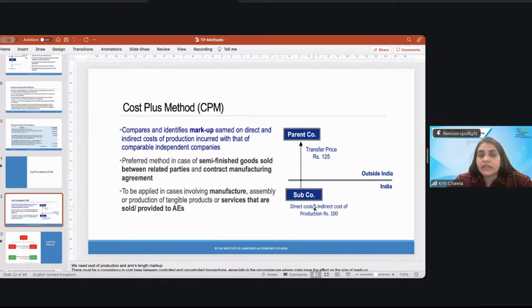So you can compare the markup earned here with the markup earned by comparable independent parties. As long as it's the same, or the markup that the related parties are earning is actually greater than the markup which other parties are earning, then this is at arm's length.